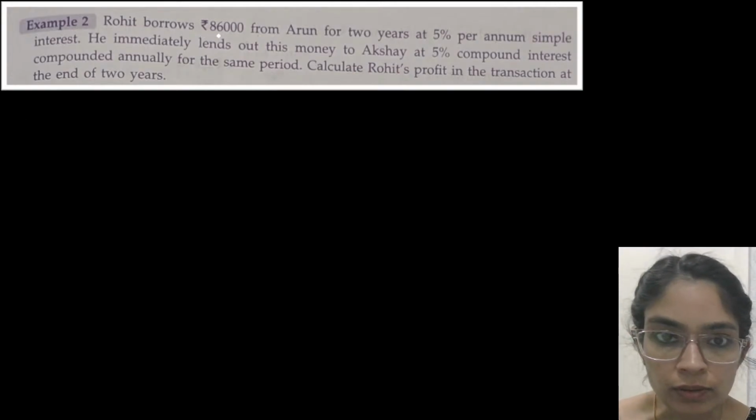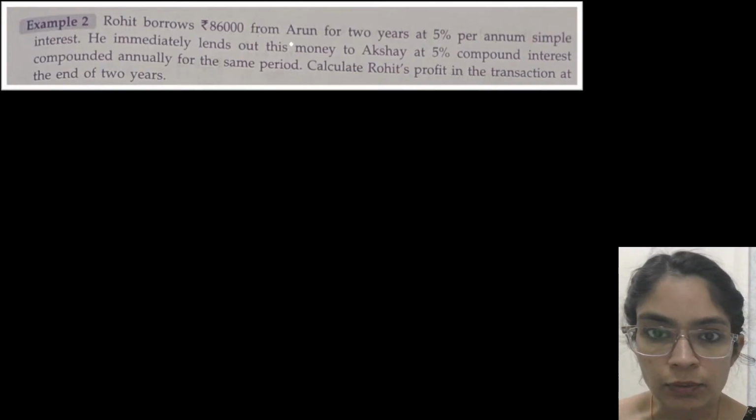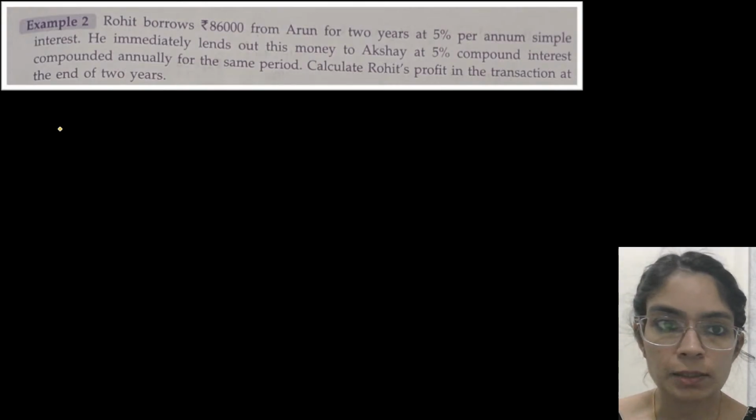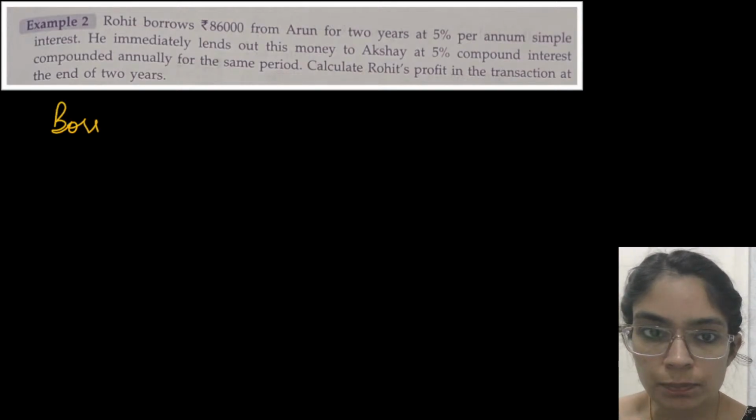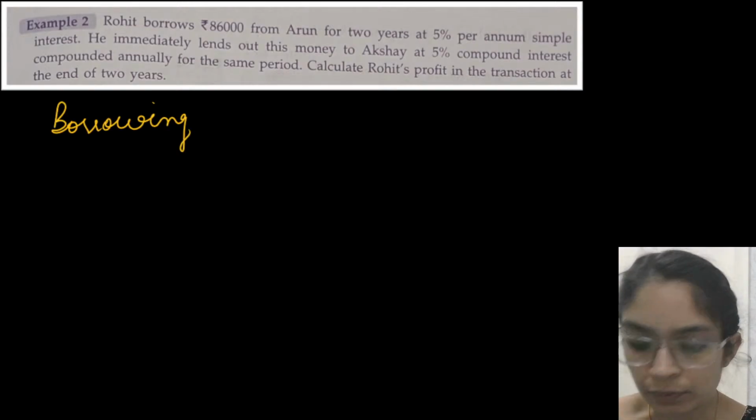So Rohit borrows 86,000 from Arun for 2 years at 5% per annum simple interest. So this person is borrowing some amount.